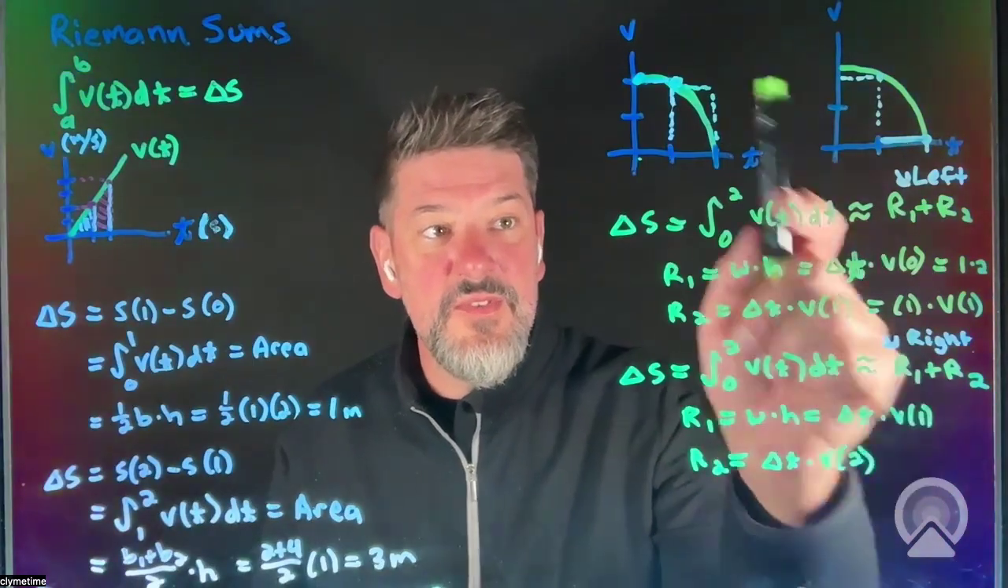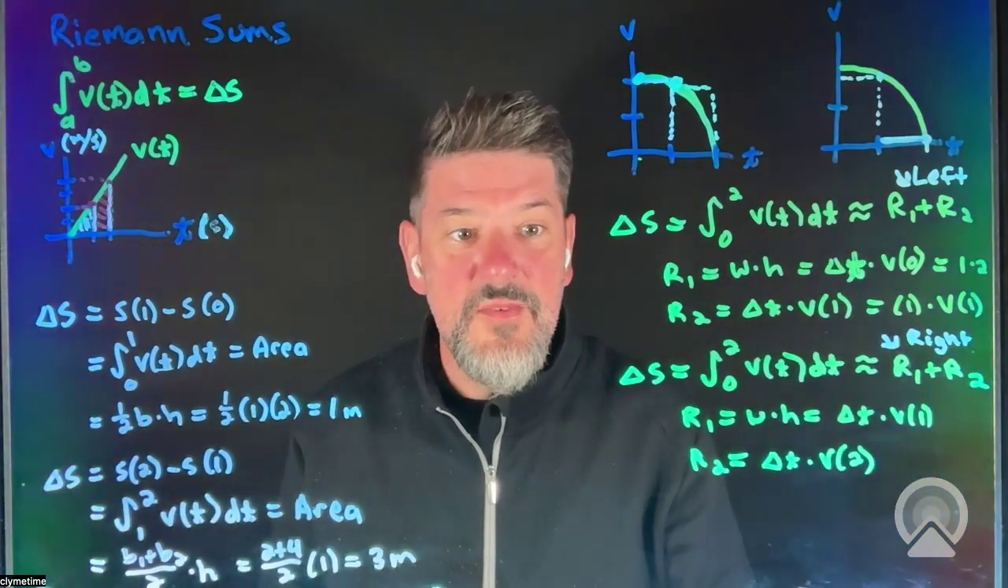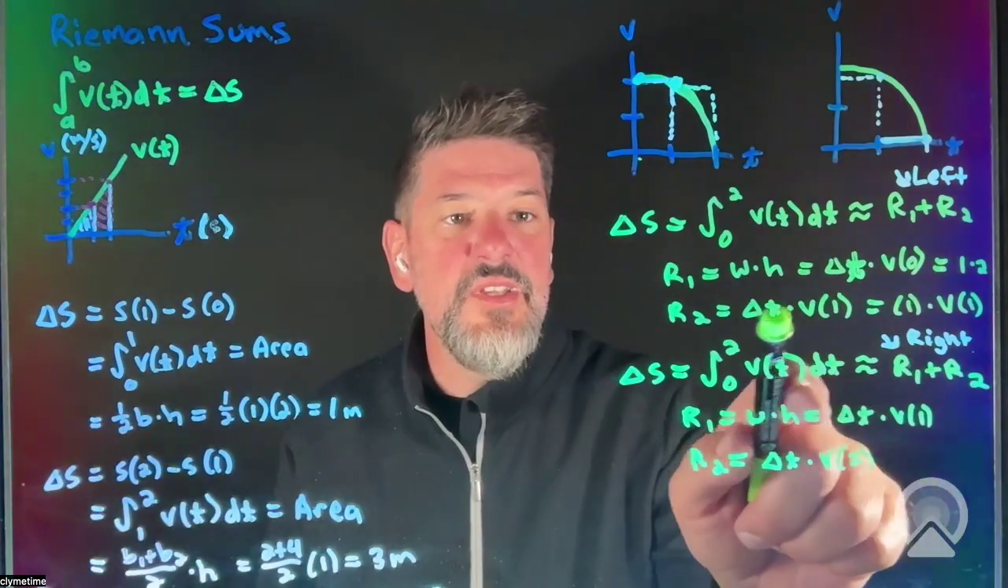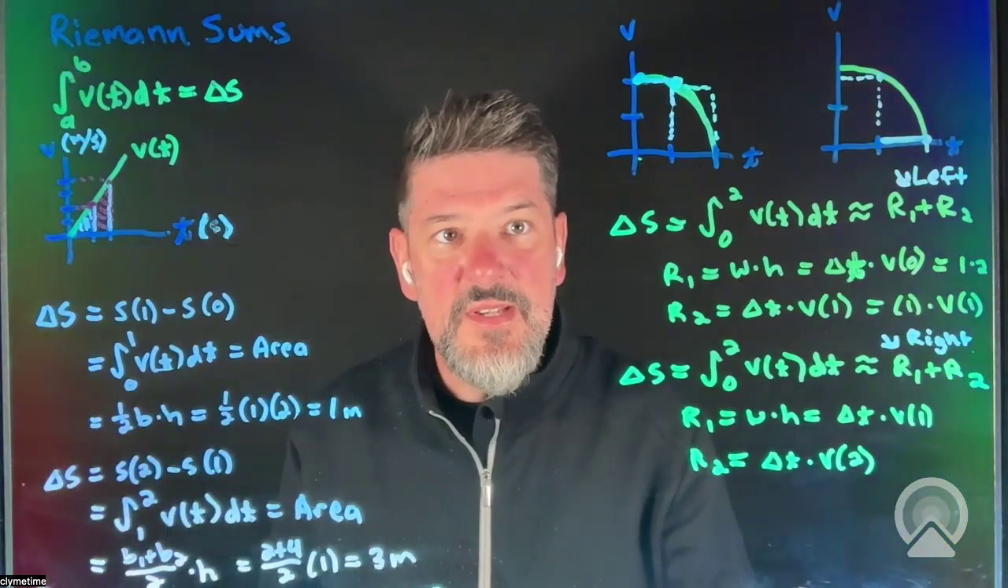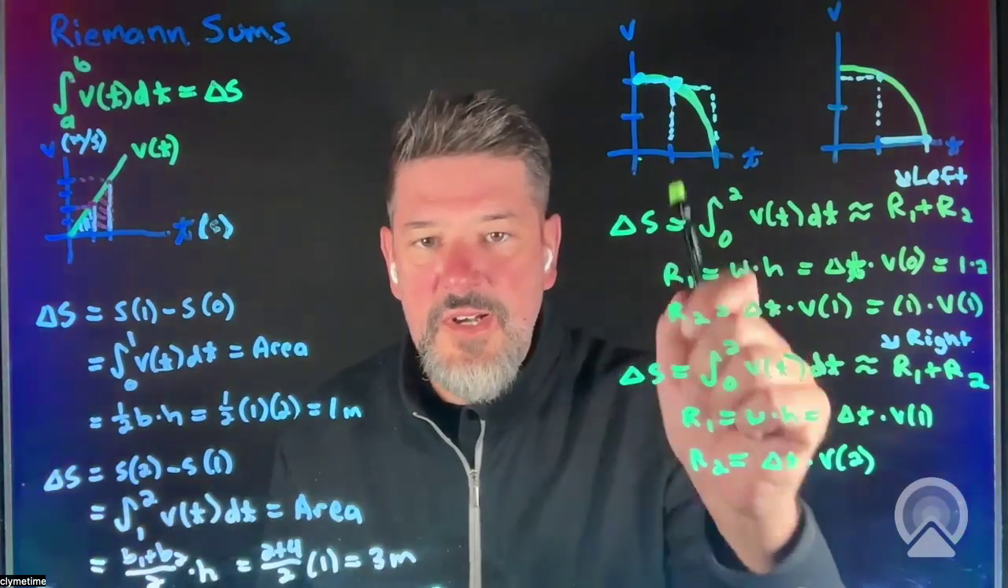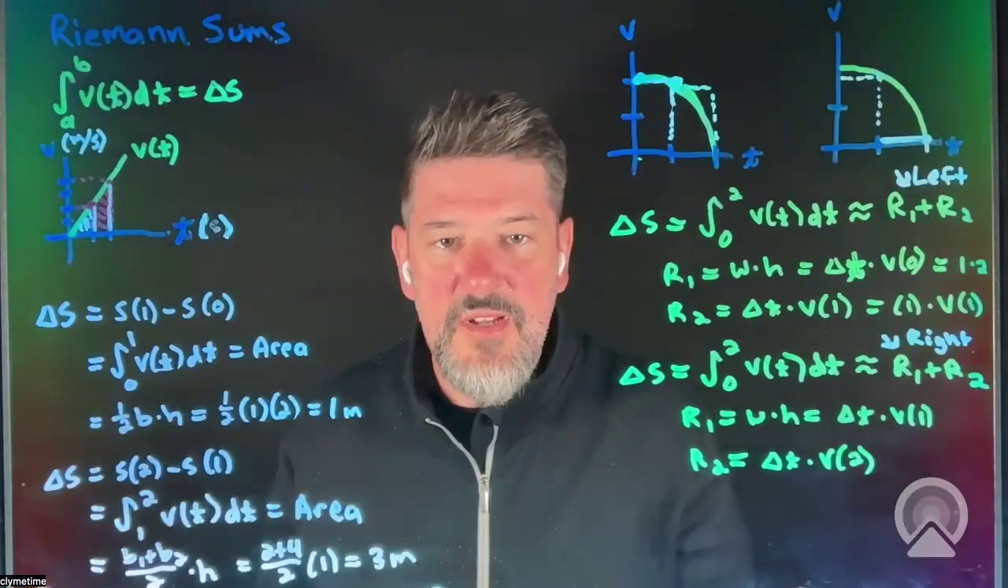So in this case, our overall width was 2. We had 2 rectangles. 2 divided by 2 is 1. So your change in time is 1. I ended up plugging it in here and here. So your change in time is 1 because it's always going to be whatever your overall change in time is for the area you're trying to find, divided by the number of rectangles.